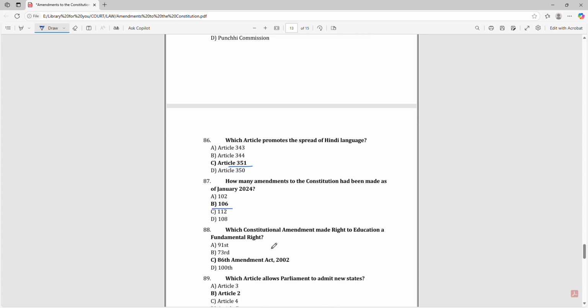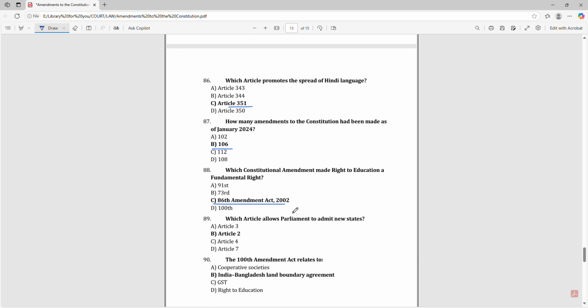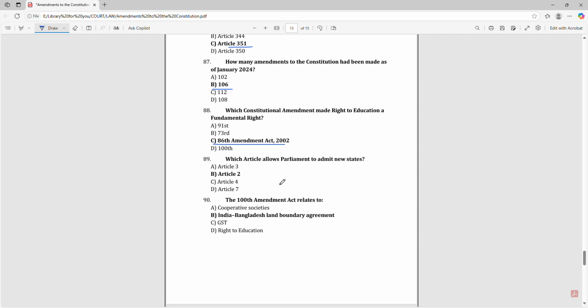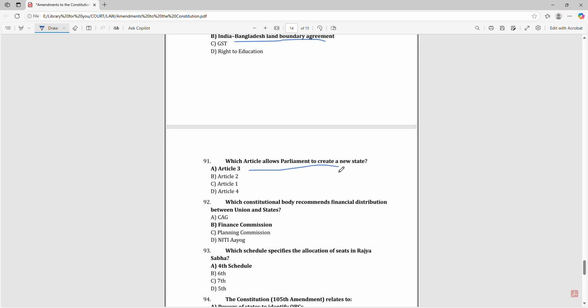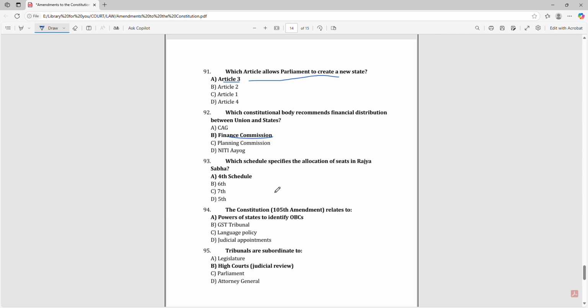How many amendments to the Constitution had been made as of January 2024? 106. Which constitutional amendment made right to education a fundamental right? 86th Amendment Act, 2002. Which article allows Parliament to admit new states? Article 2. The 100th Amendment Act related to the India-Bangladesh Land Boundary Agreement. Which article allows Parliament to create a new state? Article 3. Which constitutional body recommends financial distribution between Union and states? Finance Commission. Which schedule specifies the allocation of seats in Rajya Sabha? 4th schedule.